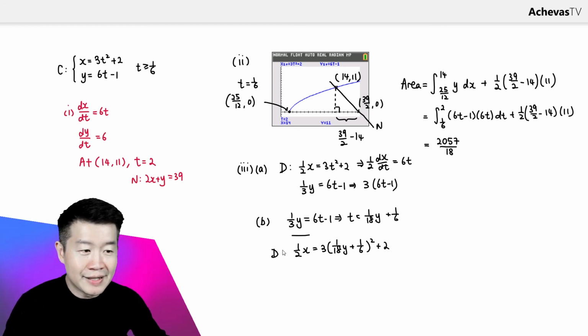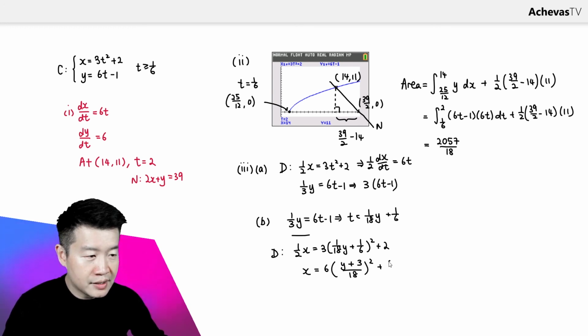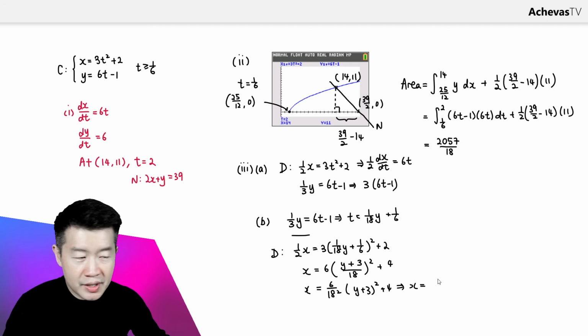This is going to be the Cartesian equation of the curve D. So let's do a bit of simplification. 2, if I were to multiply it over, I'm going to get a 6. And this is equal to y plus 3 over 18 squared plus 4. And if I were to factorize out 18, I'll have 6 over 18 squared, then y plus 3 squared plus 4. So the Cartesian equation in the simplified form will be 1 over 54 (y plus 3) squared plus 4.